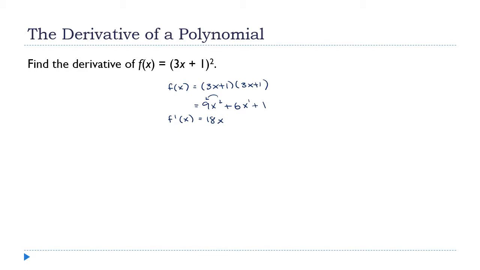The exponent here is 1. 6 times 1 is 6. Reduce the exponent by 1, it becomes 0, and x to the 0 is 1, plus 0, the derivative of a constant, so I really don't need that on the end. And that's my answer, 18x plus 6.